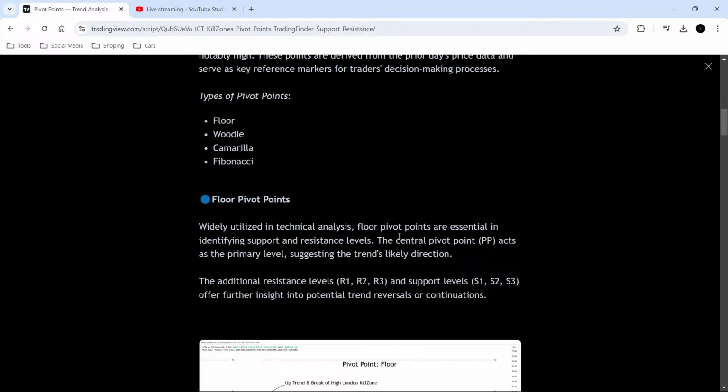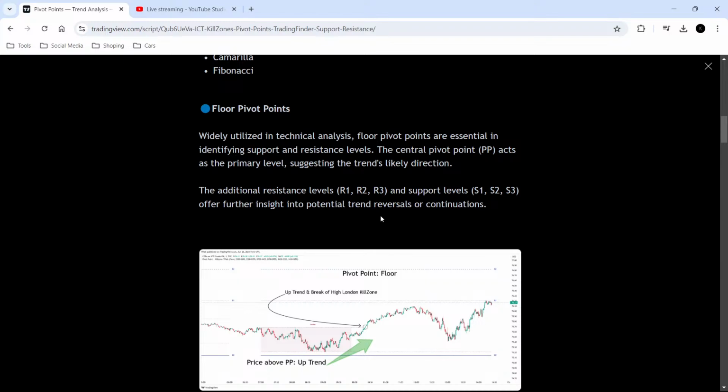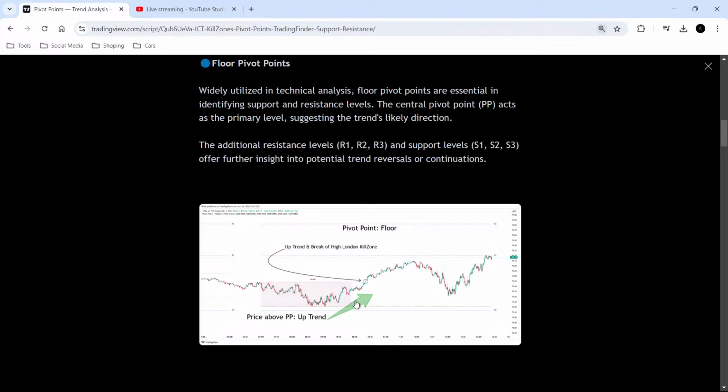This is what I was thinking about. So the central pivot point PP acts as the primary level, suggesting the trend's likely direction. Wait, what? Suggesting the trend's likely direction. Alright. The additional resistance levels R1, R2, R3, and support levels S1, S2, S3 offer further insight into potential trend reversals or continuations. What?